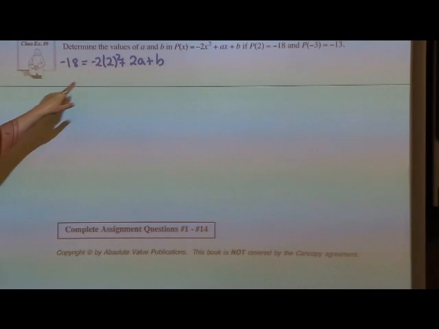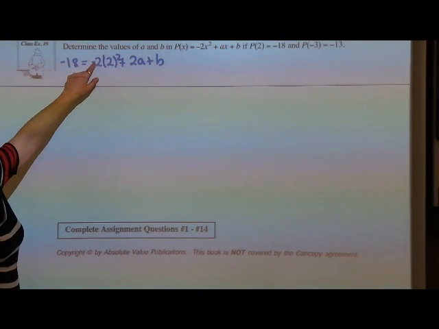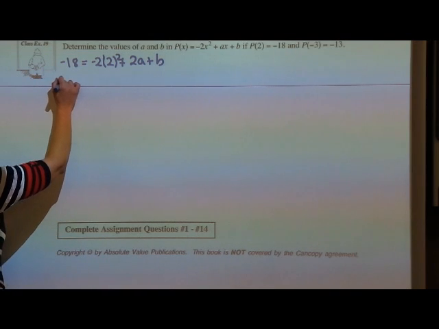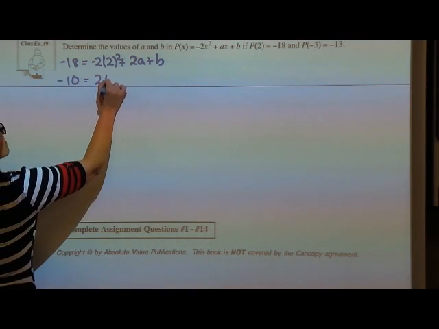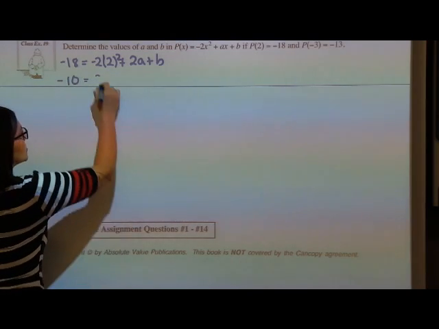So 2 squared is 4, and 4 times negative 2 is? And when I bring the negative 8 to the other side, it will become? Negative 10. So negative 10 equals 2A plus B.